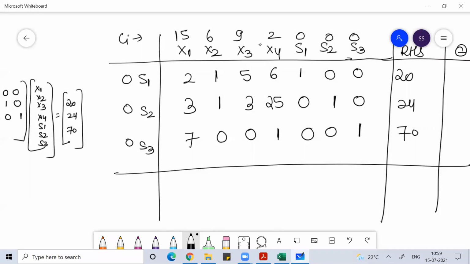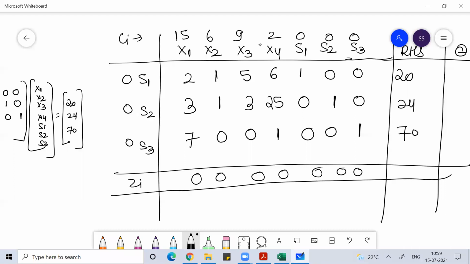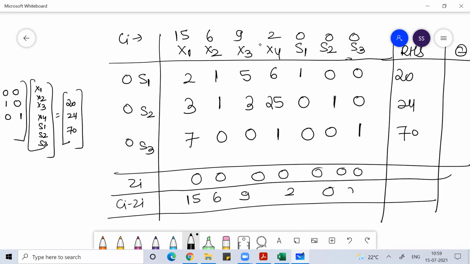Fine. The ZI value, the first time whenever you'll find ZI value is always 0. Why 0? Because S1, S2, S3, those three variables, I started solving the problem with. 0 multiplied with any number will be 0 only. So I find CI minus ZI. CI minus ZI will be 15, 6, 9, 2, 0, 0, 0.